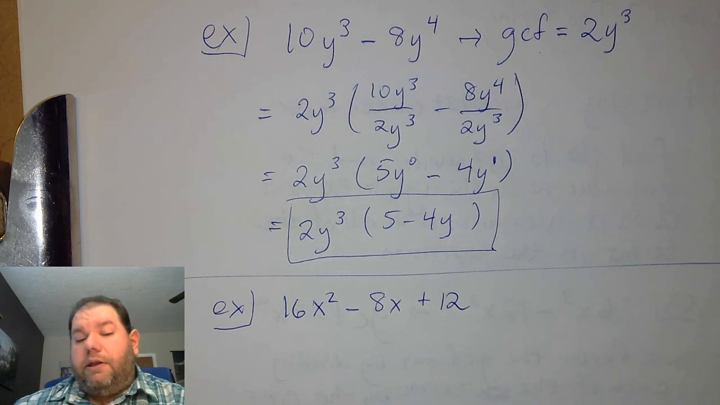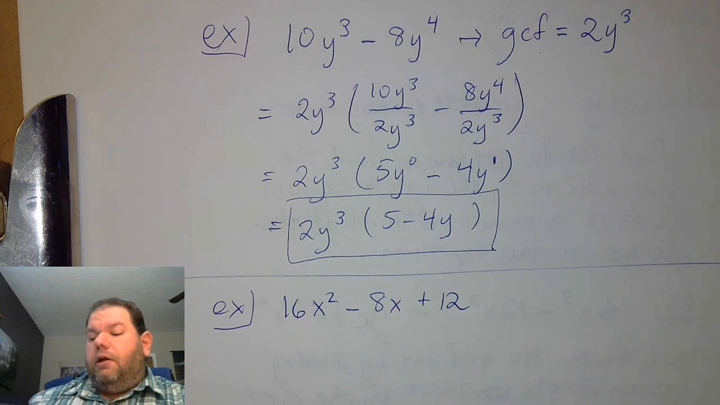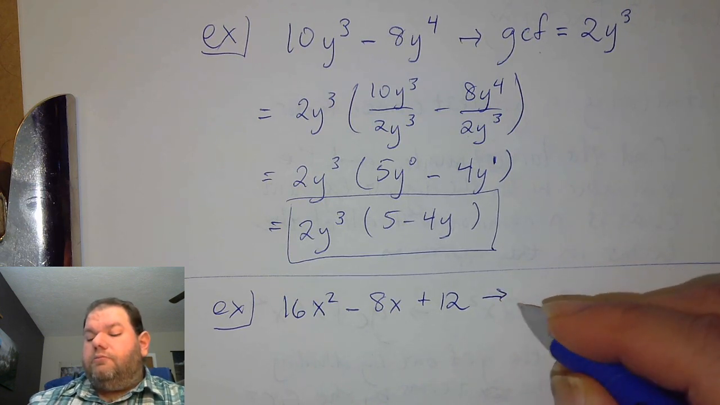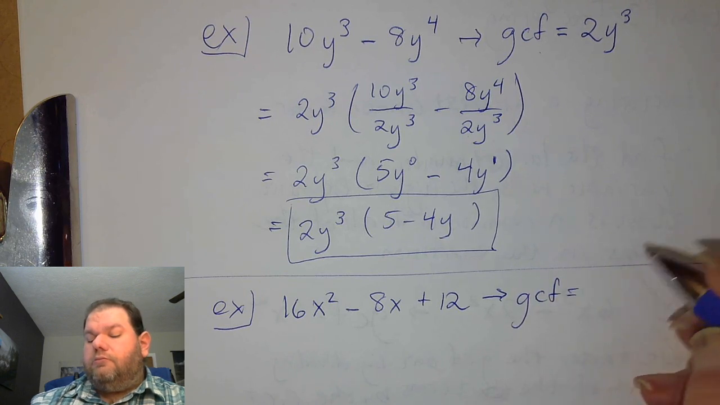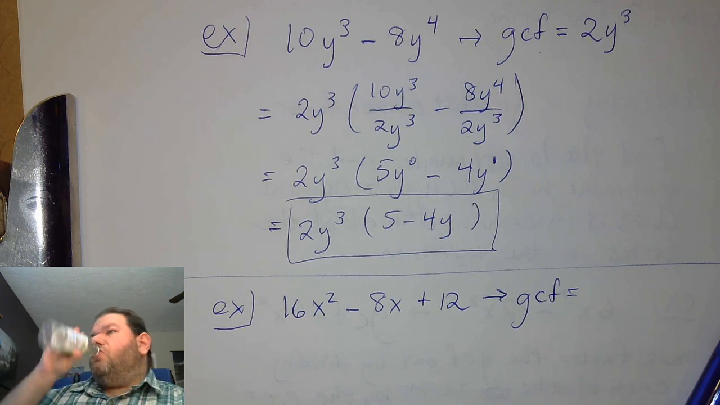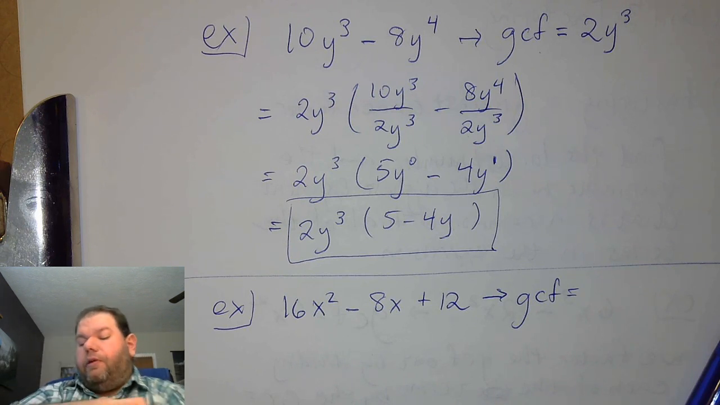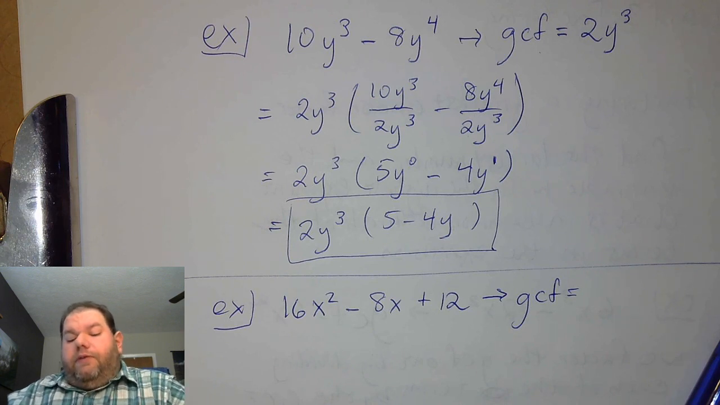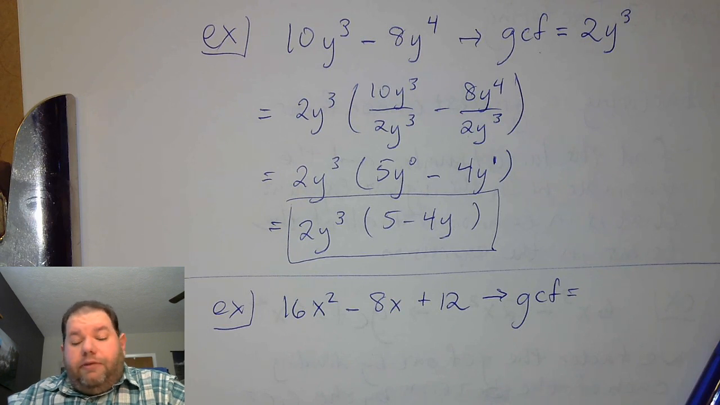Okay, this time we're looking at 3 terms. We have 16x squared minus 8x plus 12. Now, when we look at our greatest common factor, we're looking at 3 terms again, and the term that we choose for the greatest common factor has to be part of all 3 of these terms.